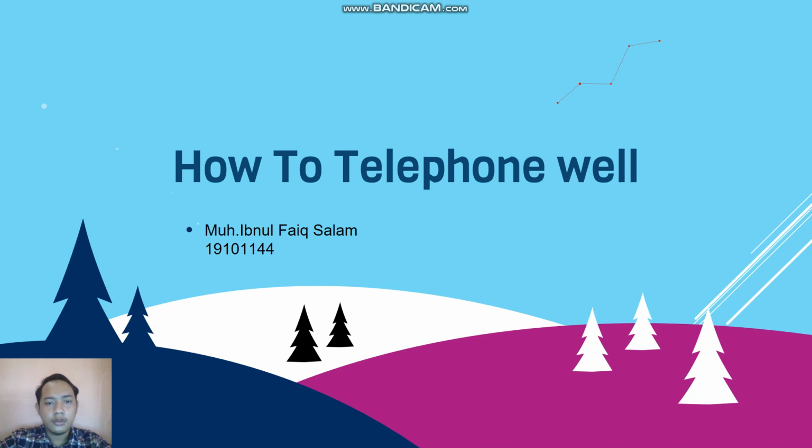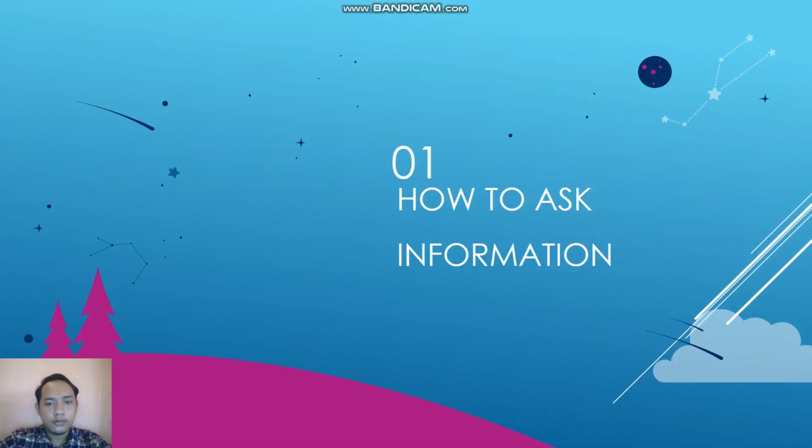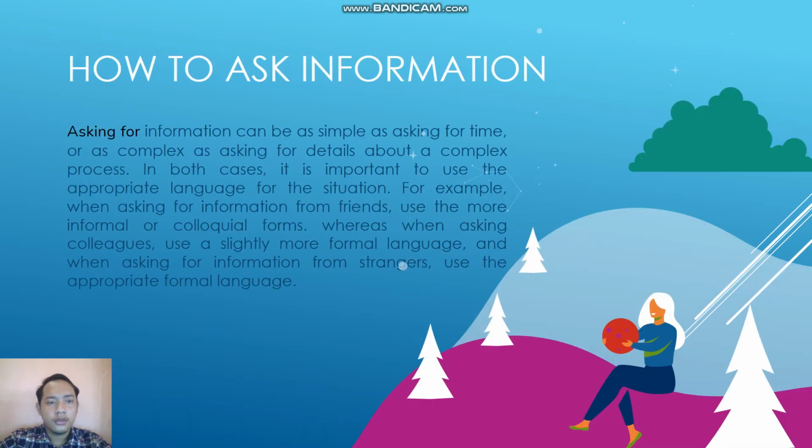Today I am going to explain how to telephone well. The first one is how to ask for information. Asking for information can be as simple as asking for the time or as complex as asking for details about a complex process. In both cases, it is important to use the appropriate language for the situation.